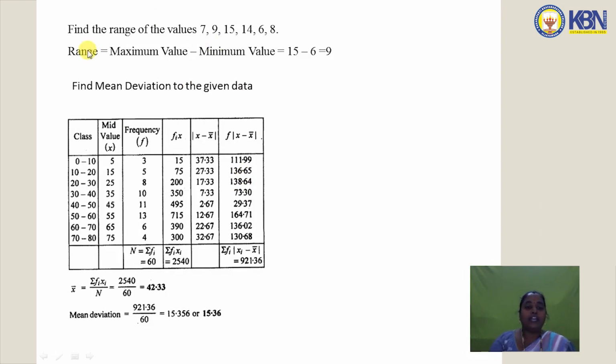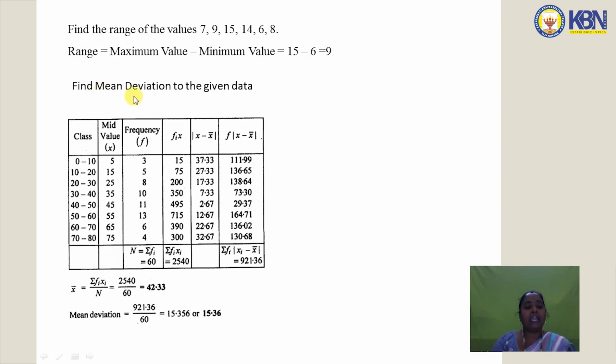Now I would like to explain these methods by using some problems. If we want to calculate the range of the values 7, 9, 15, 14, 6, 8, first we have to identify the maximum number and minimum number. In the given data, the maximum number is 15 and the minimum number is 6. Now the range is 15 minus 6, which is 9.